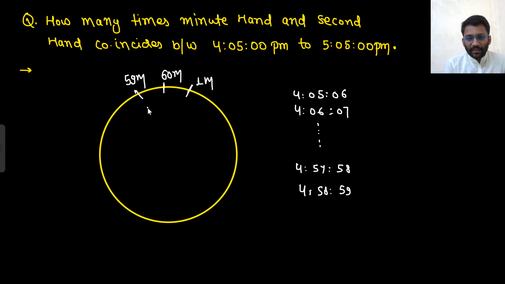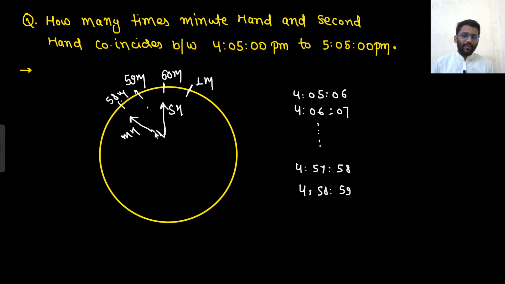So if it is 59 minutes, this is 58 minutes. Okay. So let's assume the timing is 58 minutes. That means this will be your minute hand and this will be your second hand, at 58 minutes. Well and good. So now what will happen? The second hand will move. It will move nearly 58 or 59 seconds and it will collide.